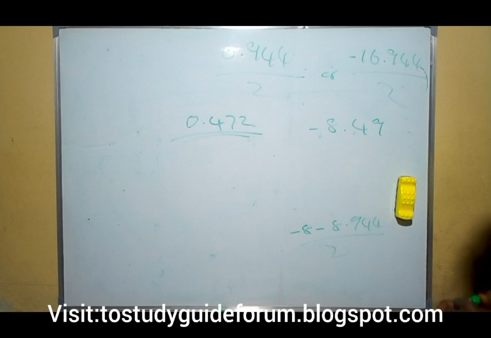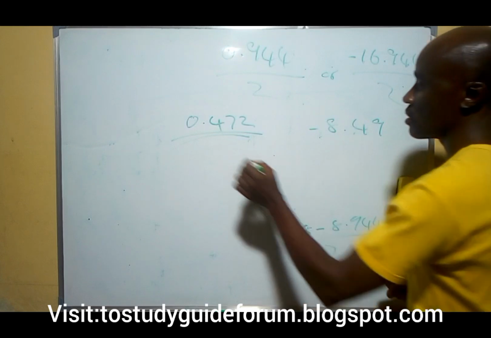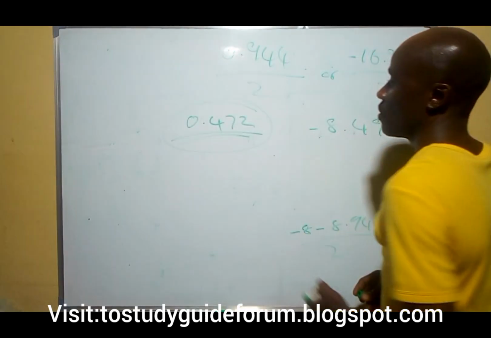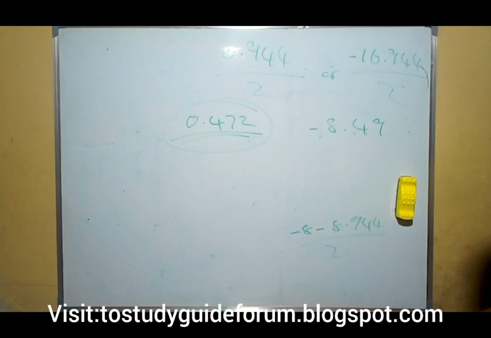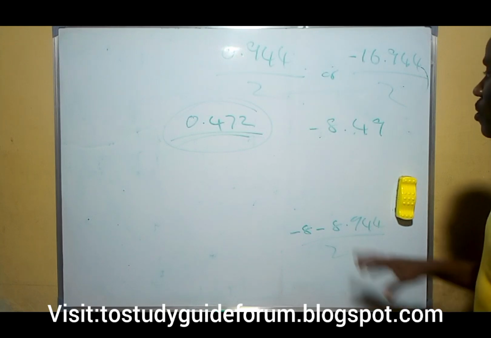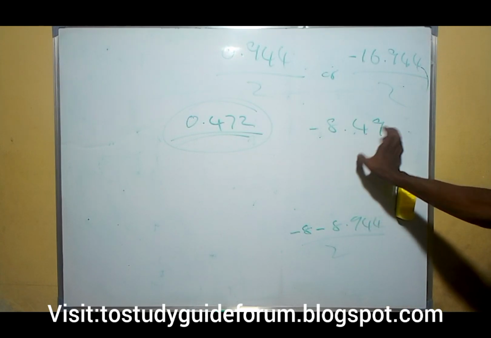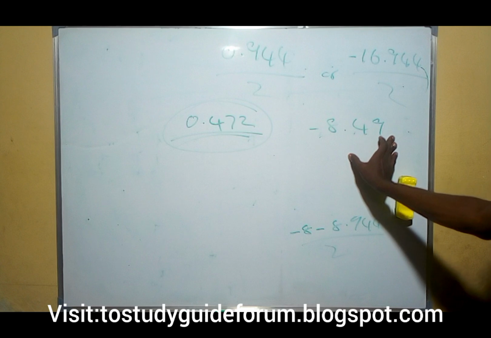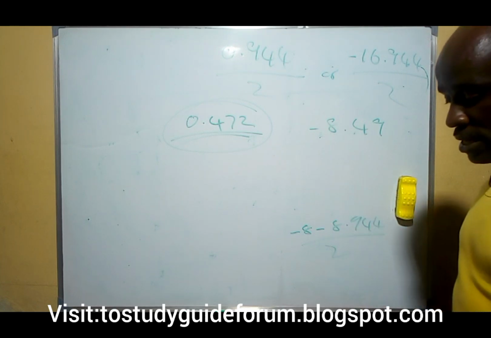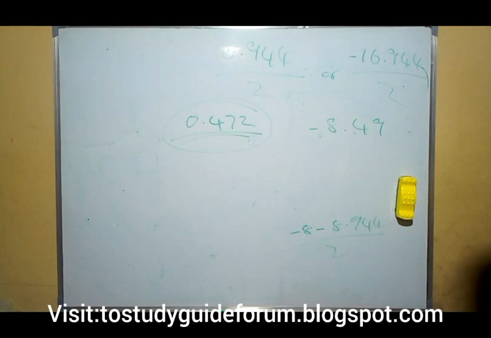So now the equilibrium constant is 0.472, because the other one is insignificant, looking at the concentration of everything we have there.